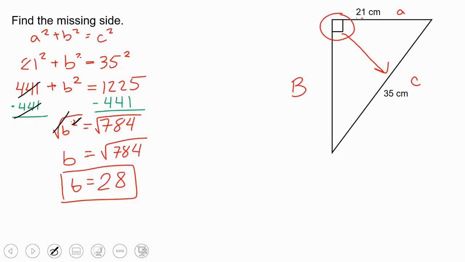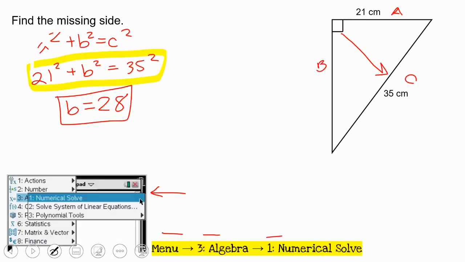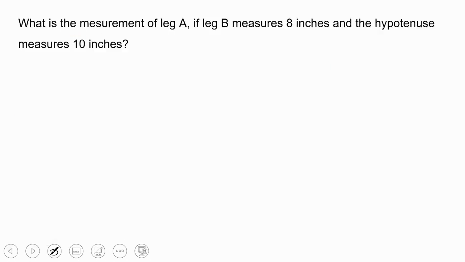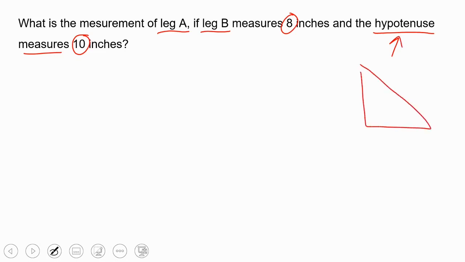So that is doing it exactly the same way as this. So we have another example that says, what is the measurement of leg A if leg B measures 8 inches and the hypotenuse measures 10 inches? Okay, so I have leg A, leg B, and a hypotenuse. Because they give me this word hypotenuse, I know that I'm dealing with a right triangle.